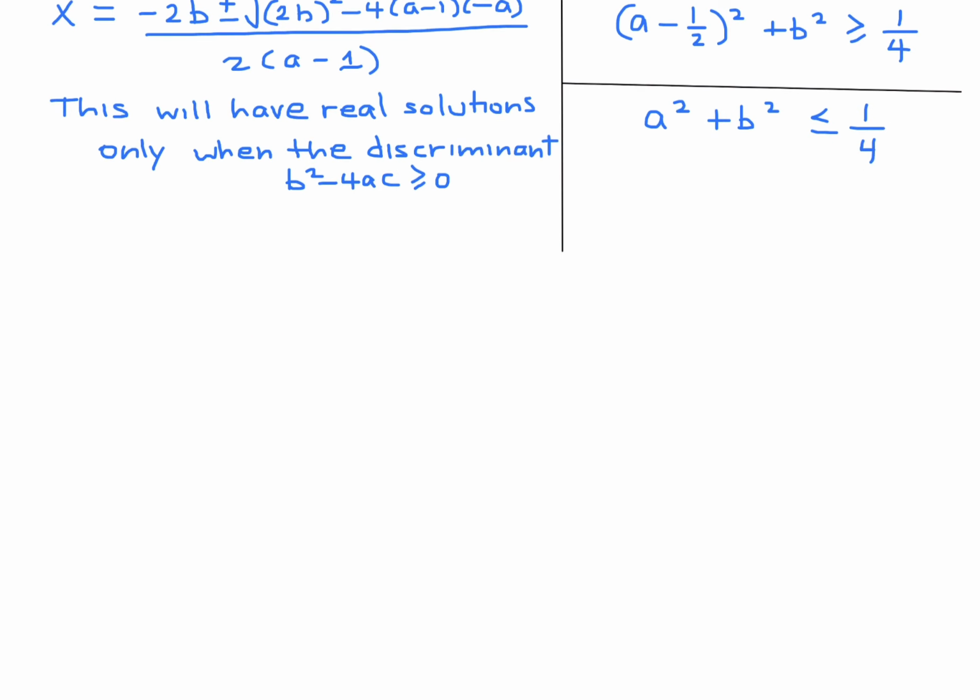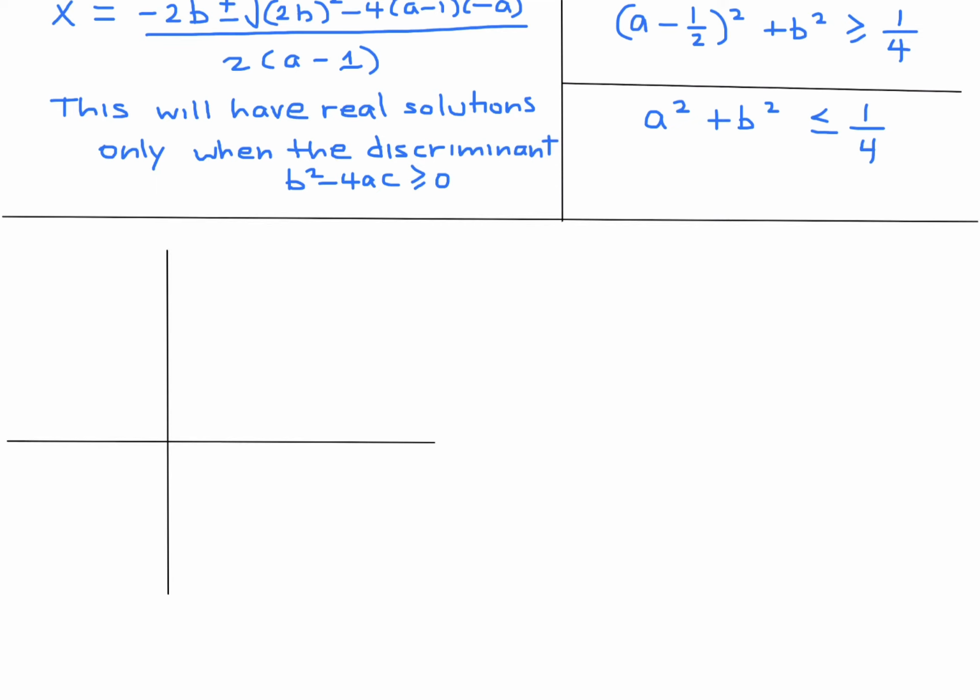So let's see here. The first one, which is right here, is just a circle that's centered at the origin. So that's pretty straightforward, and it's going to be something like this. It's centered at the origin, and it has a radius of a half, because don't forget, it's a squared plus b squared less than r squared. R squared is a quarter, so r is a half. So this is a half right here.